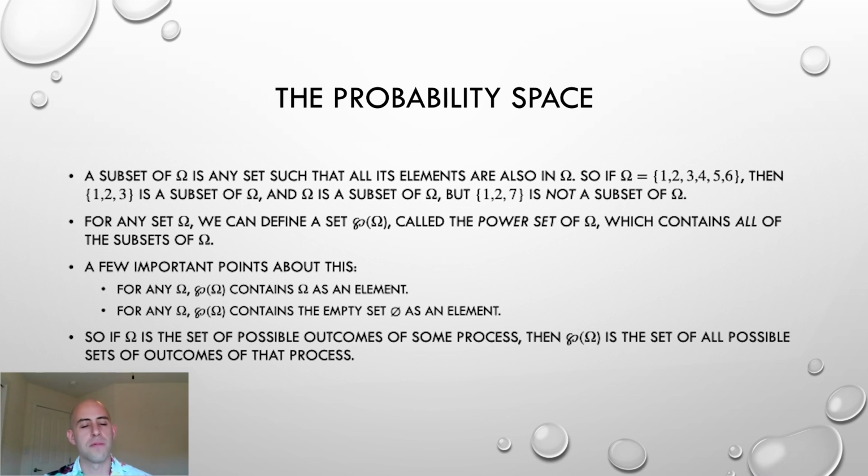So for instance, it could be that omega is the set containing the numbers 1, 2, 3, 4, 5, and 6, and that each element of omega, each of these numbers, represents a possible outcome of the roll of a die, right? So a very simple gambling procedure. For our purposes here, we'll only ever consider sets with finitely many elements.